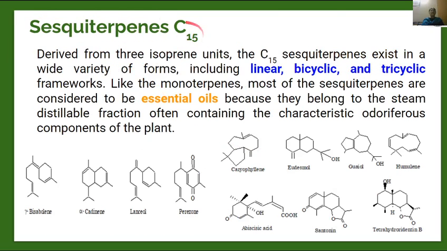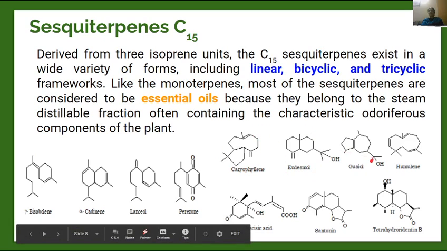Next we have sesquiterpenes, which are C15 moieties derived from three isoprene units. C15 sesquiterpenes exist in a wide variety of forms, including linear, bicyclic, and tricyclic frameworks. Like the monoterpenes, most sesquiterpenes are considered essential oils because they belong to the steam distillable fraction, often containing the characteristic odoriferous components of plants. Examples are gamma-bisabolene, alpha-cadinene, caryophyllene, humulene, santonin, and abscisic acid.